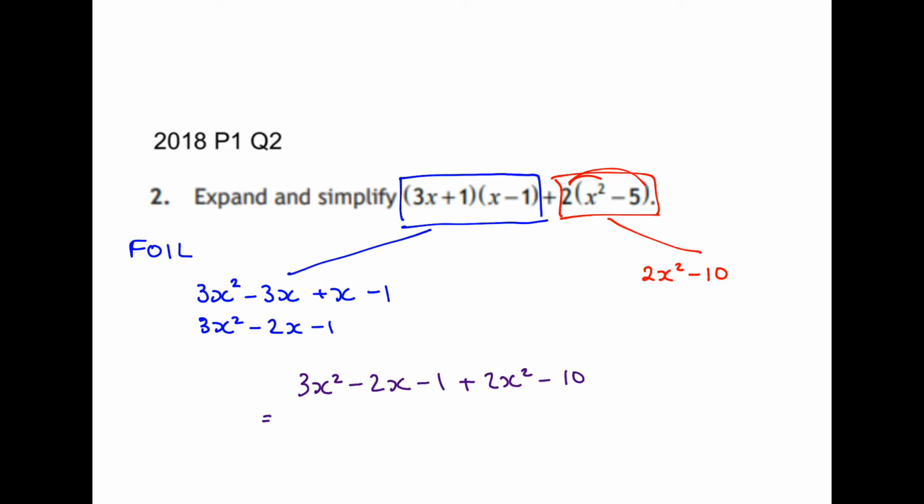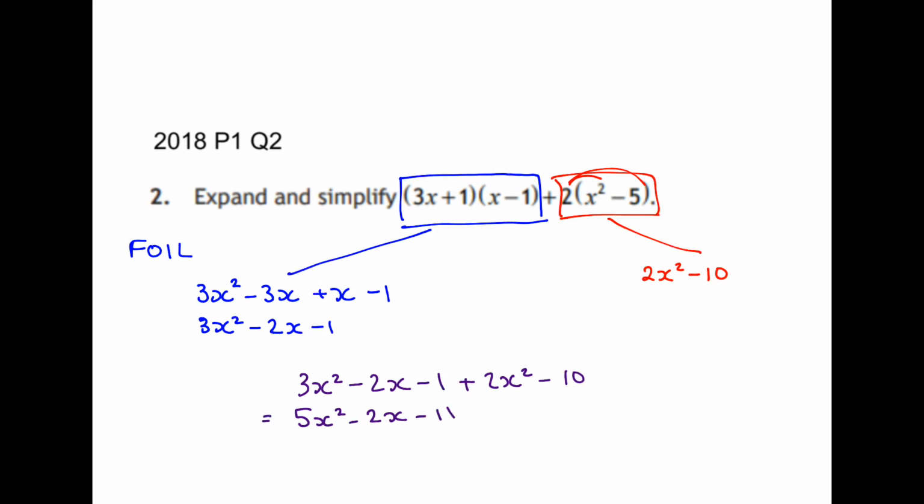Okay, so altogether in x squareds, we can see we've got a 3x squared and a 2x squared. So we've got 5x squared. In x's, we've got a minus 2x here and no more x's anywhere else. So just minus 2x. And then in numbers, we've got a minus 1 here and a minus 10 here. So that gives us minus 11 altogether.